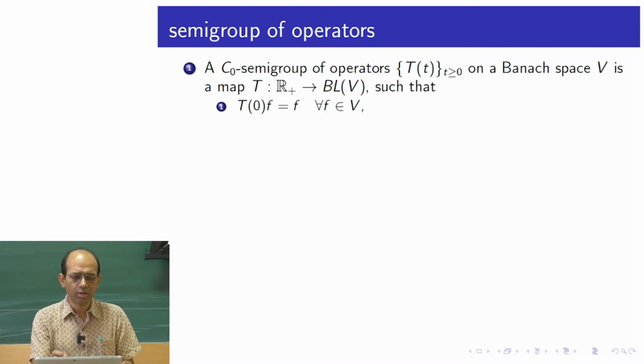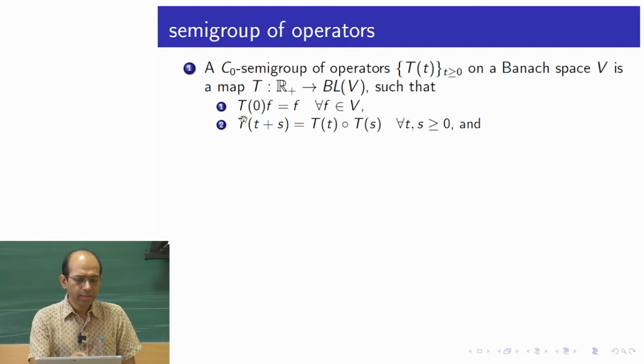satisfying three conditions. One is that T(0)f is equal to f, for all f in V. So V is the Banach space, and f is a member of that. Why am I writing f? Because the kind of Banach space we would consider is a space of some functions, correct? So f would be some kind of function on some set. That is the reason, to resemble those notations, I am keeping this notation f.